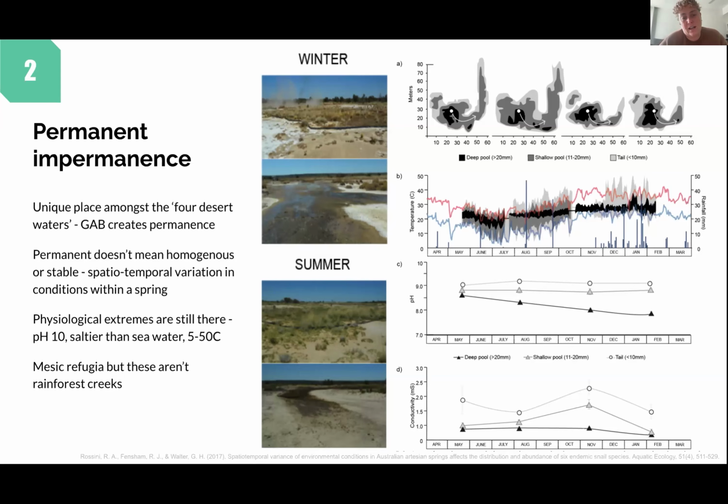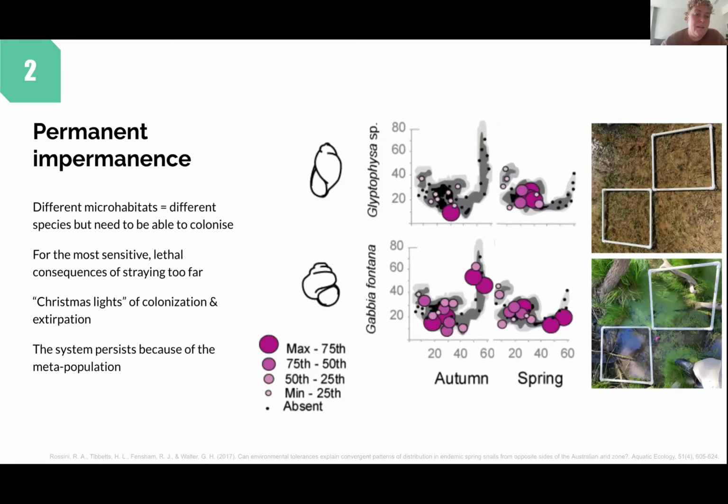If you're in the light gray areas on the edge of the spring and you're an animal that lives in the water, we've got measurements that say you get exposed to things like a pH of 10, in water that's saltier than the sea and can get as hot as 50 degrees. So it's not necessarily a very stable place to live. And what that means is that those physical conditions create different microhabitats across the spring.